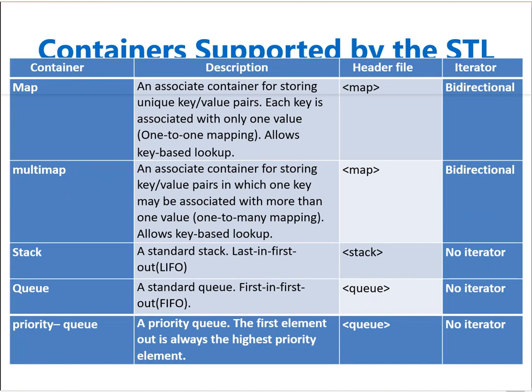Queue, a standard queue, works first in first out, and all functionality of the queue is defined in the queue.h header file. Again, it is not supported by any iterator. Priority queue, the first element out is always the highest priority element. And again, all functions are defined in the queue.h header file. No iterators are defined for or used in manipulation of data in derived containers.